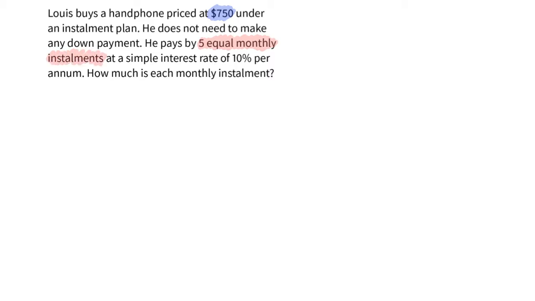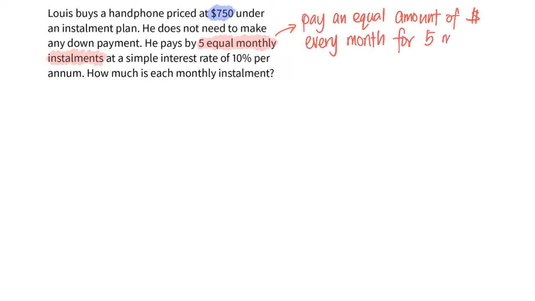So for those who don't know what a monthly installment is, you have to pay an equal amount of money every month for 5 months in this question. Okay, and this one incurs 10% per annum interest. For those who don't know what per annum means, this means per year.